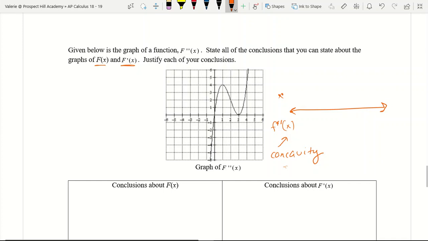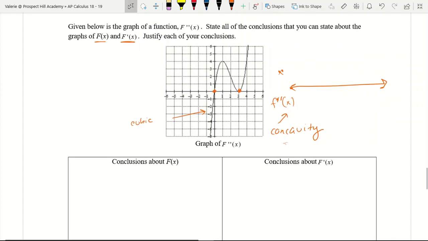So this function has 1 zero, and then at this zero, we bounce back, so that counts as 2. So we have 3 zeros, so this function is cubic. So from the second derivative, we can make approximately 4 conclusions for the original function and 4 conclusions for the derivative function.